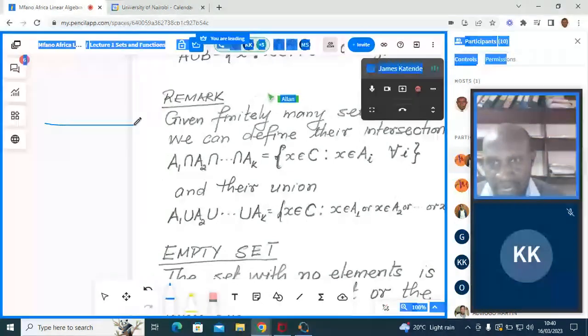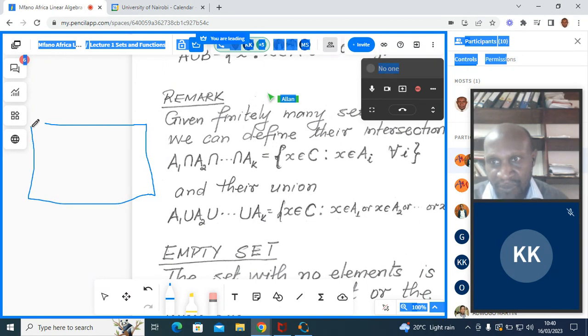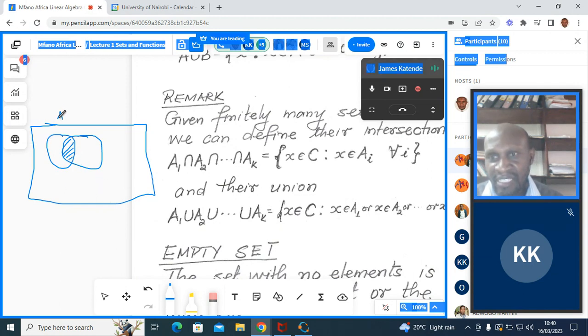illustrate this with a diagram. So usually you will have a bigger set, which we call the universal set. And then we can define other smaller sets inside. So the intersection, if there were just two sets, is this part that is common. So this one would give us the intersection of A and B, assuming that the first set is A and the second set is B.